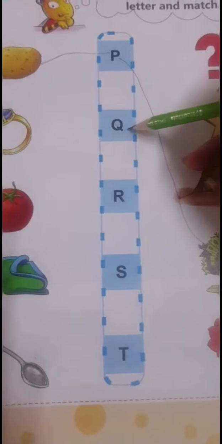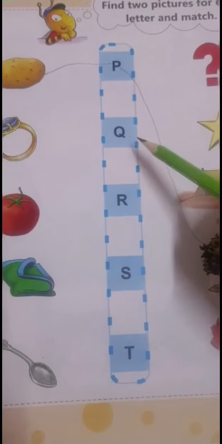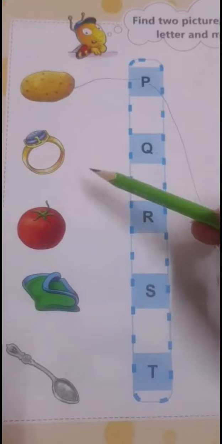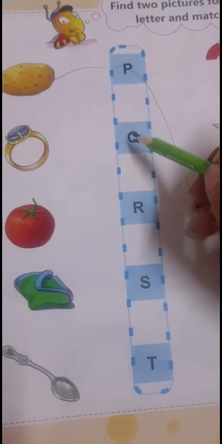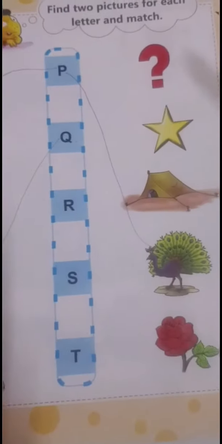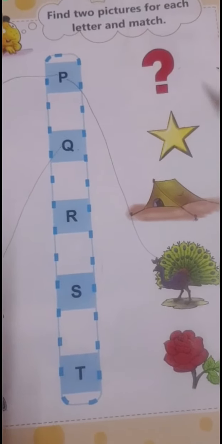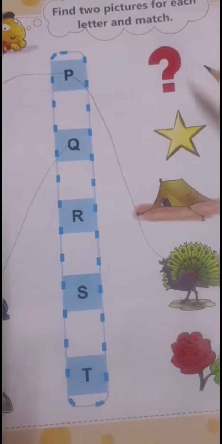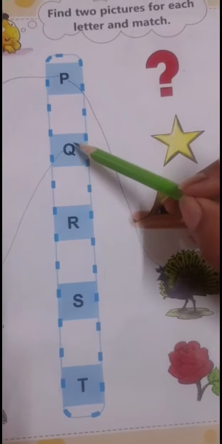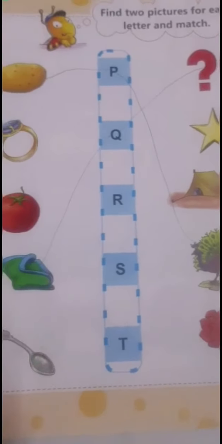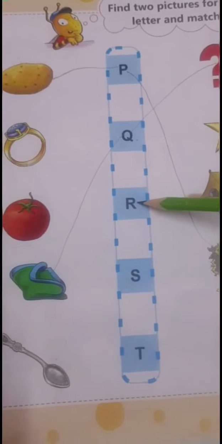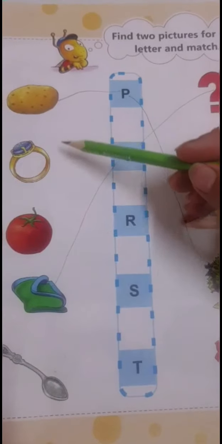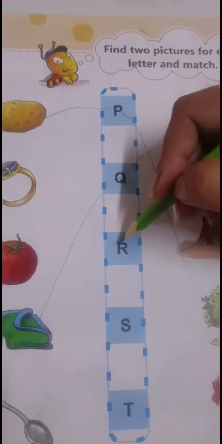Okay. Our next letter is letter Q. Which picture starts from letter Q? Yes, quilt. Now in this row, you also find one more picture which starts from letter Q. Very nice. Question mark. Okay, our next letter is letter R. Ring. Very good. We will match letter R with the picture of ring.